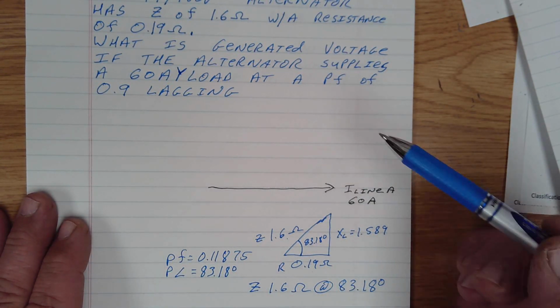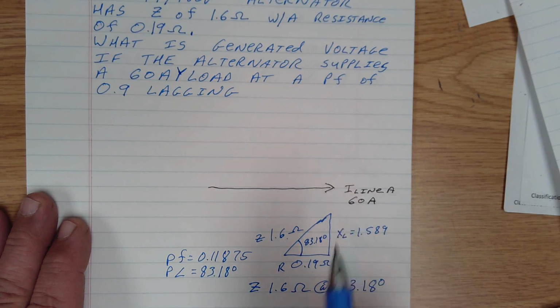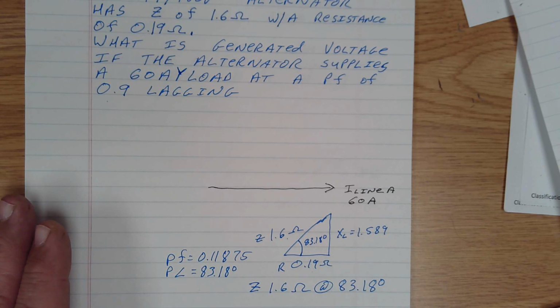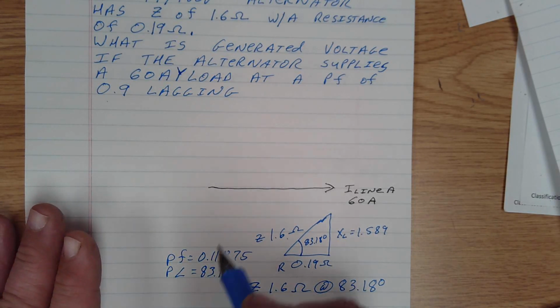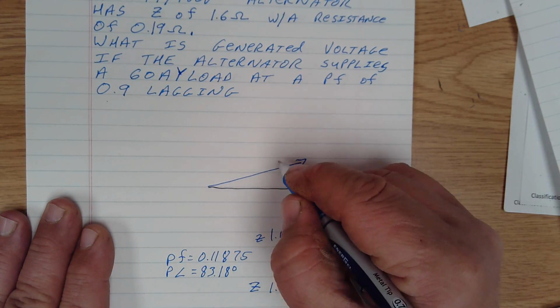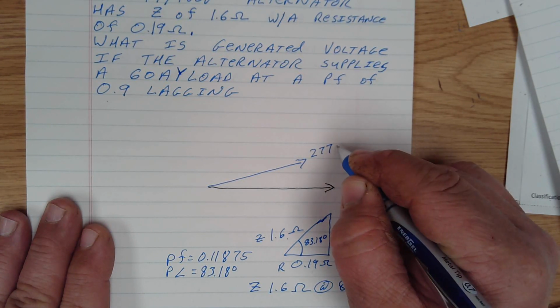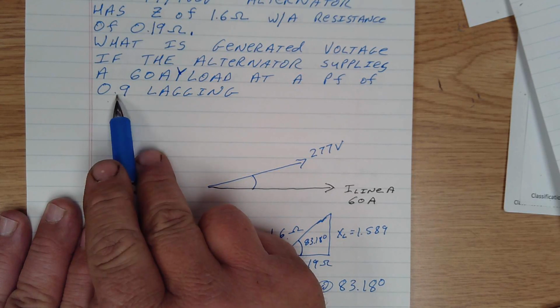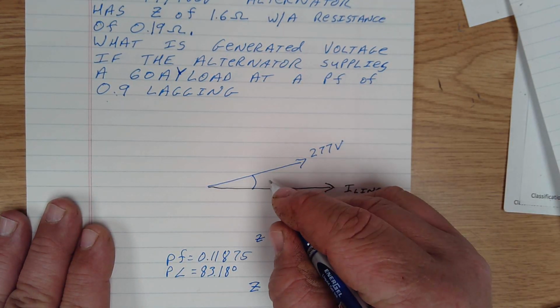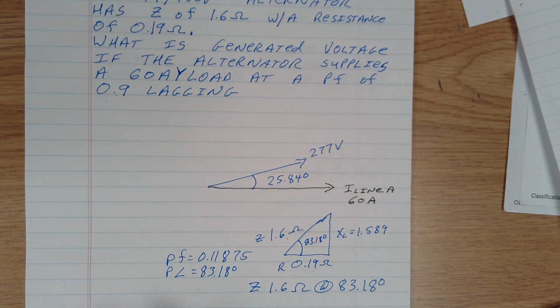So we've got 60 amps of current and a power factor of 0.9 lagging, so we determine our power angle. The power angle of 0.9 is 25.84 degrees. So we know our phase voltage is 277 volts, and based on our 0.9 power factor, we know that this is happening at 25.84 degrees.